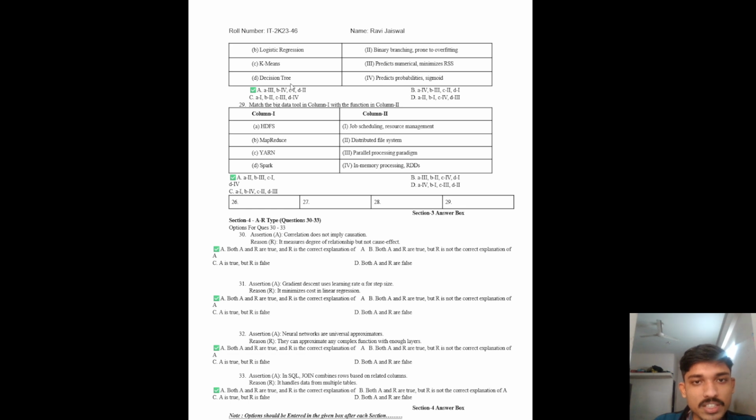And D is decision tree. Decision tree is second. Decision tree is generally used for binary branching, because branches are included in decision trees, and it is prone to overfitting because it has high variance. So the correct answer becomes A.